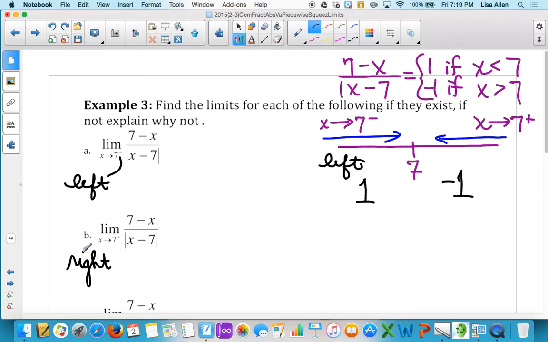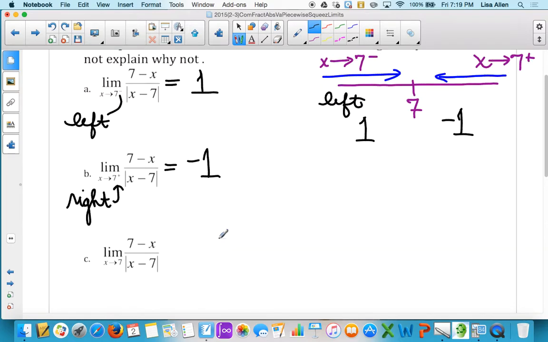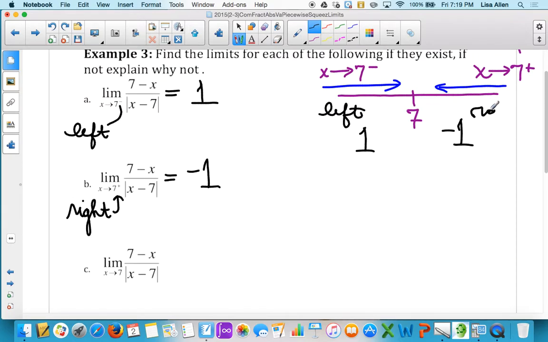I'm doing my cursive, trying to get it all out there. So here, as you approach 7 from the left, the function value will be 1. On the right-hand side, the function value is going to be -1. So we have this situation where from the left and the right, the function values are not the same.